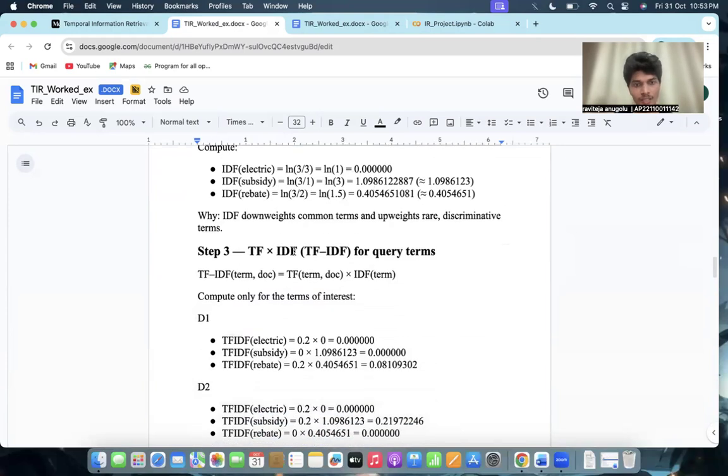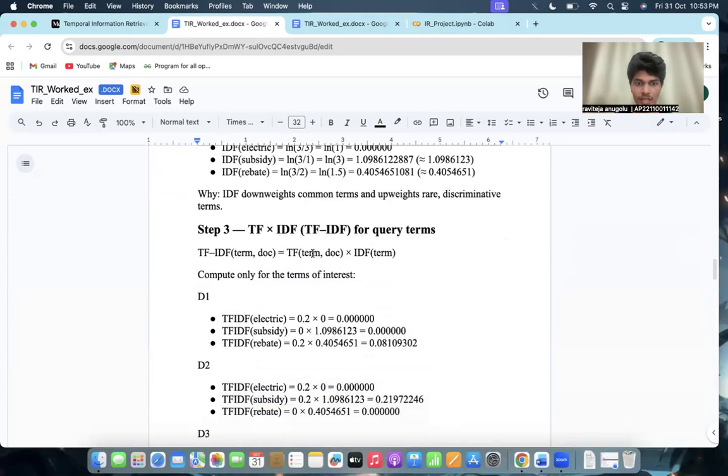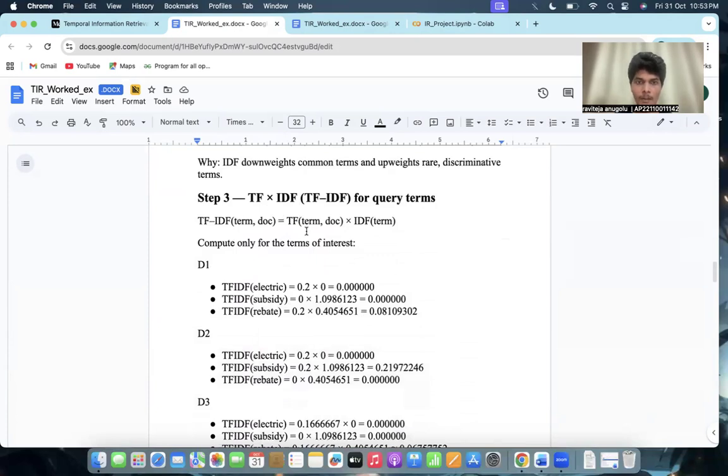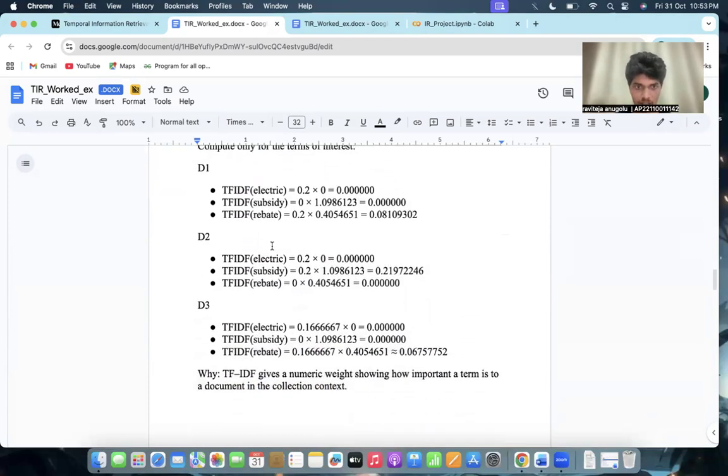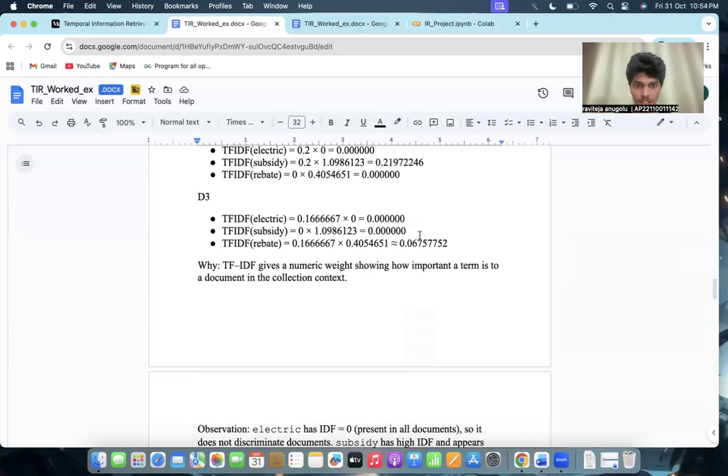Moving on to the next step, TF-IDF values. TF-IDF values are calculated by simply multiplying the values generated in TF with the values generated in IDF. Here the calculation is done likewise. The final outputs are here.